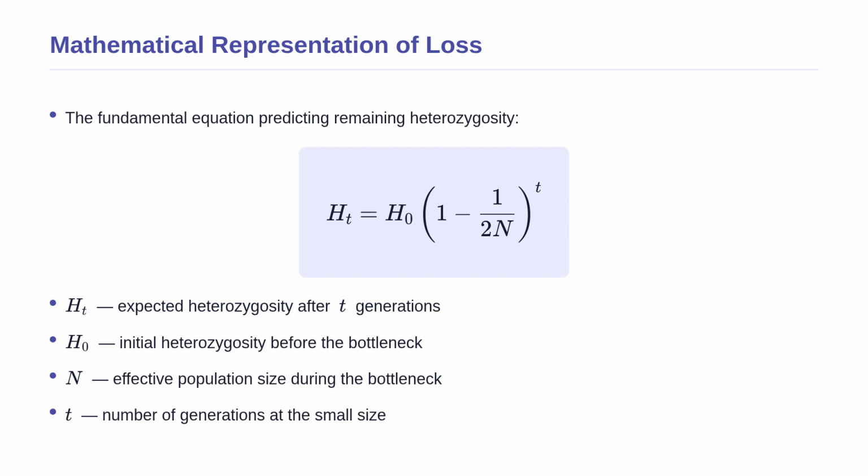Notice the fraction 1 over 2n. This represents the rate at which diversity is lost. If n is very small, this fraction becomes large, meaning a huge chunk of diversity is subtracted away.